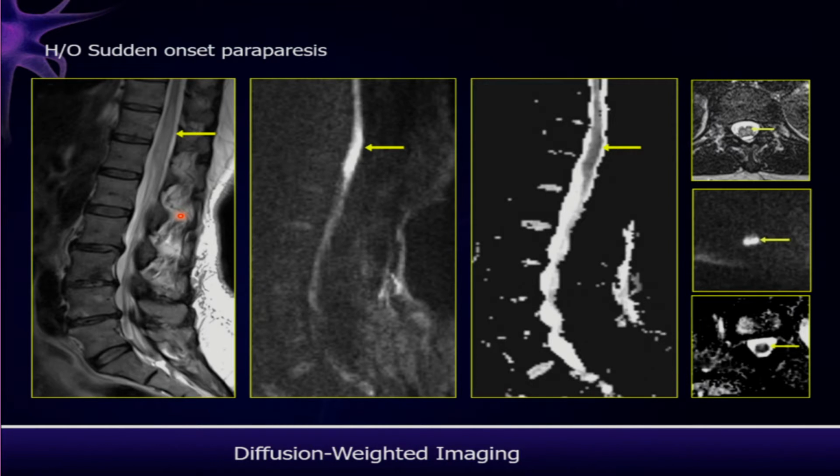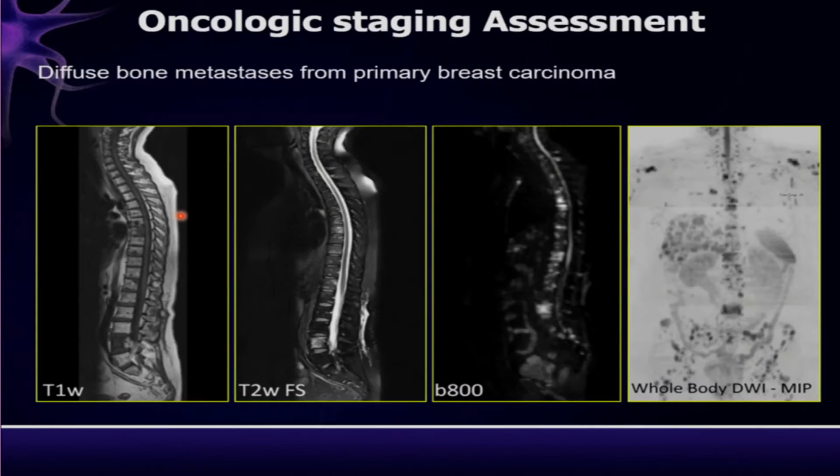Diffusion weighted imaging we apply to any part of the body, musculoskeletal or any other organs, GIT, and this is widely used in oncological assessment. This is a patient with bone metastasis of breast carcinoma. On the standard T1 weighted sequence, you can identify some lesions. This is T2, you can identify more lesions on T2, but this is the diffusion weighted sequence. You can identify numerous lesions in the skeleton.